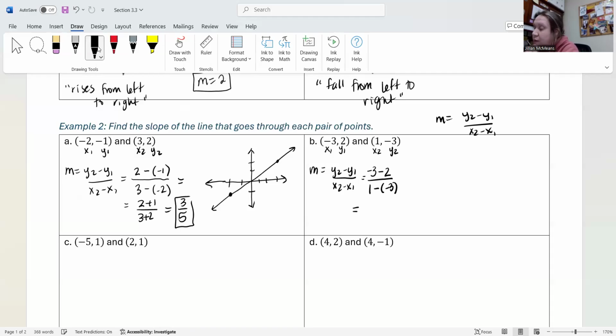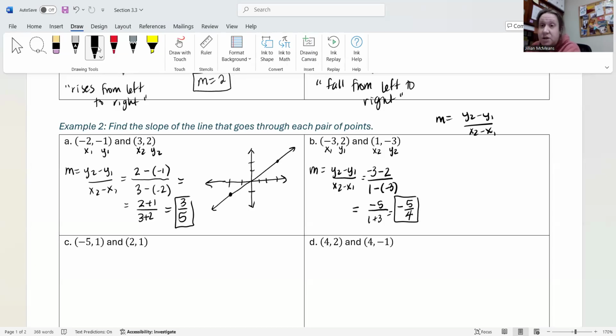So let's see, in the numerator, -3 minus 2 is just -5. There's nothing weird there. In the denominator, 1 minus -3 is really 1 plus 3. So this becomes -5 over 4. So our slope for this second line is -5/4.